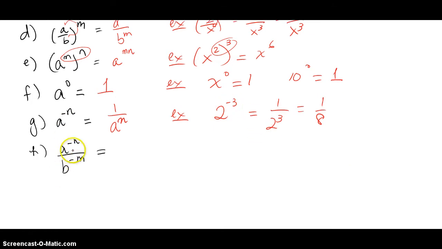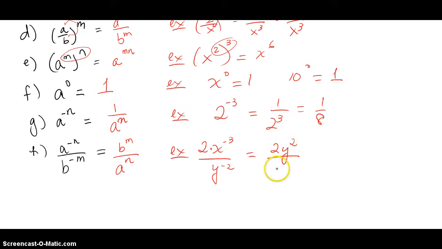For example, part H kind of comes from part G, where negative exponents mean reciprocals and you move them up and down and the exponents become positive. For example, if I have 2x to the negative 3, y to the negative 2, I have 2 times that, so the 2 stays where it is, the y goes up and becomes a positive 2 exponent, the x to the negative 3 goes down and becomes a positive exponent.